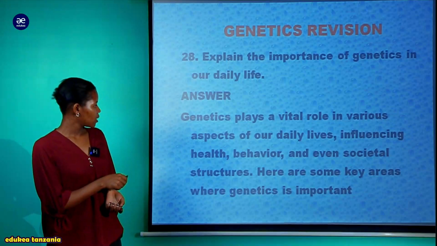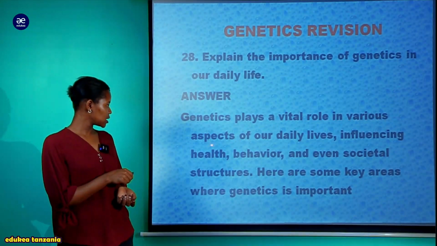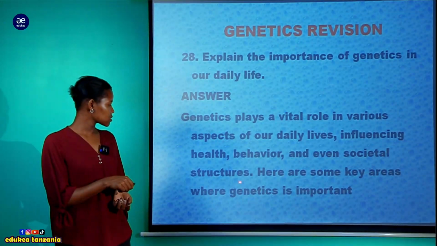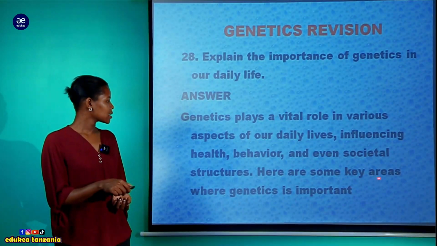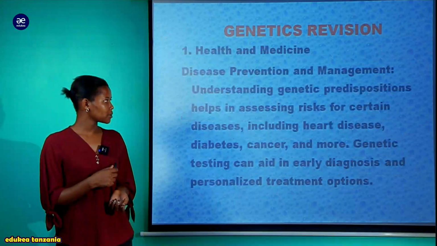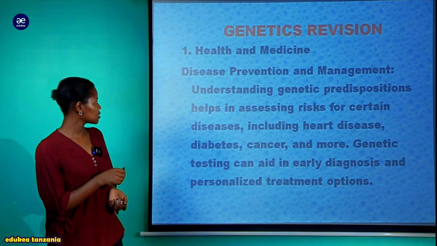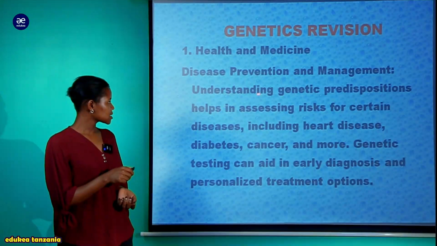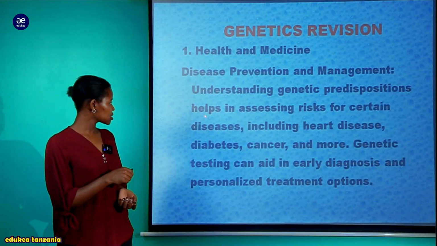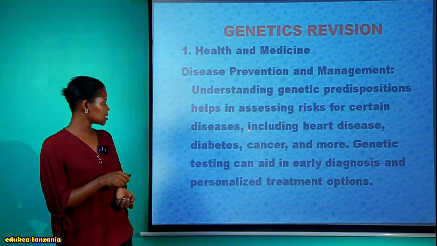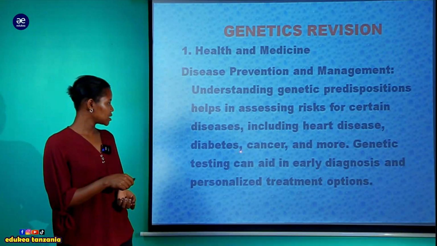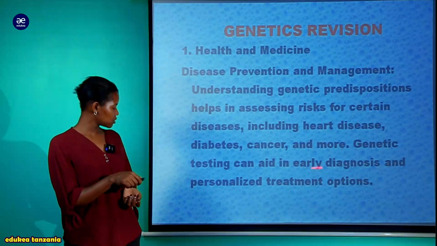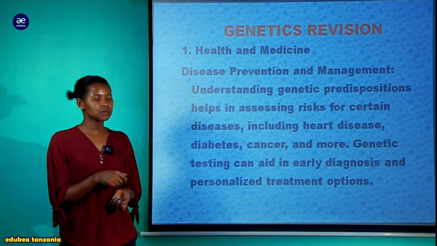You can see genetics plays a vital role in various aspects of our daily lives, influencing health, behavior and even societal structures. Here are some key areas where genetics is important. First is health and medicine. As you can see, disease prevention and management. Understanding genetic predispositions helps in assessing risk for certain diseases, including heart disease, diabetes, cancer, and more. Genetic testing can aid in early diagnosis and personalized treatment options.